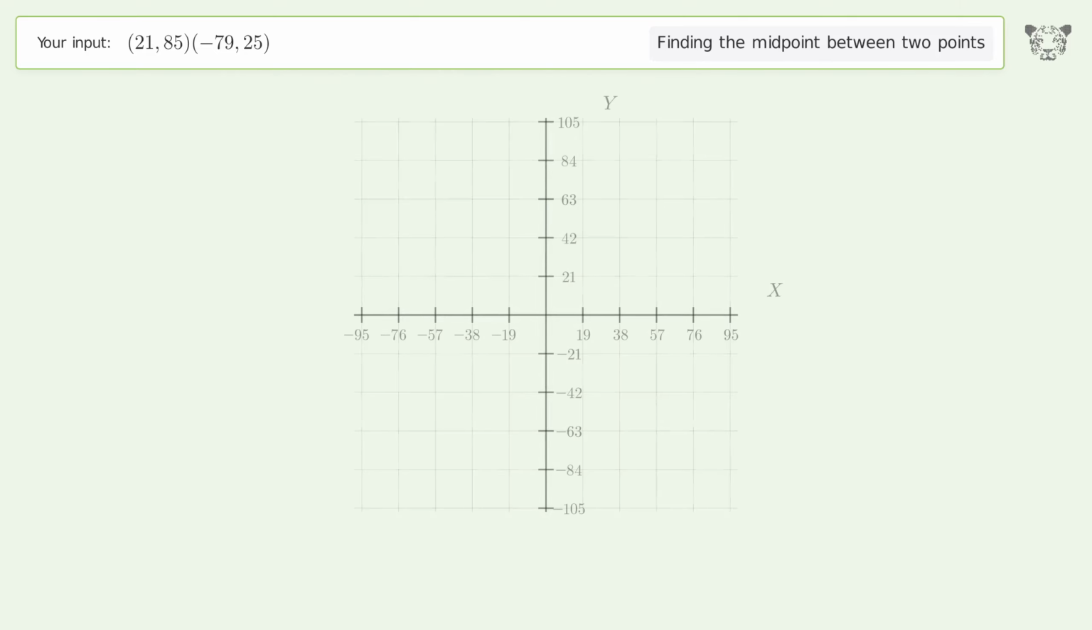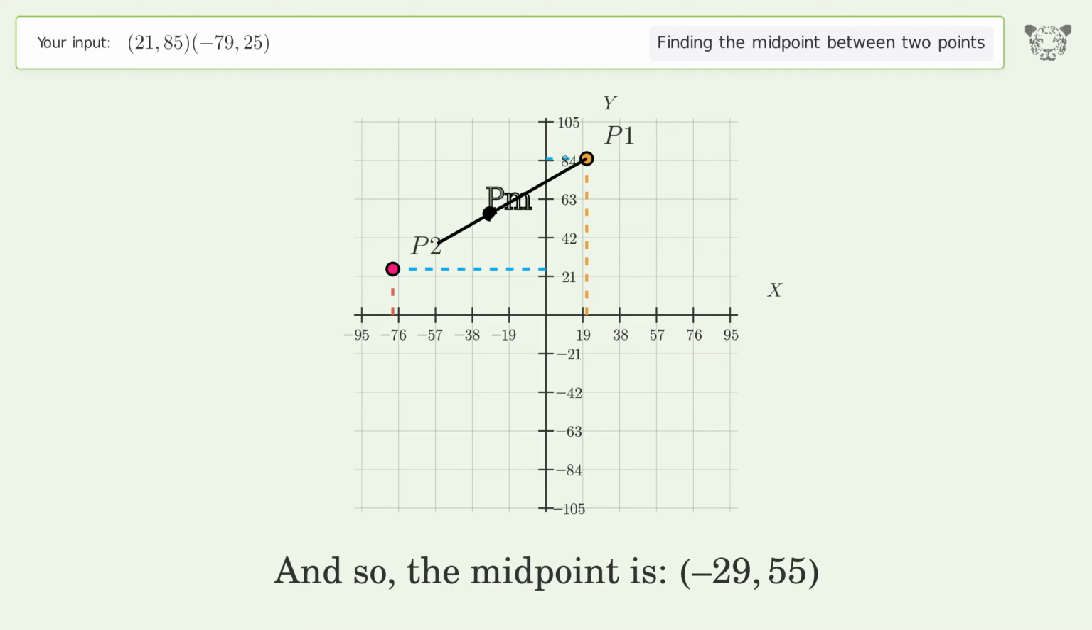And so, the midpoint is negative 29, 55.